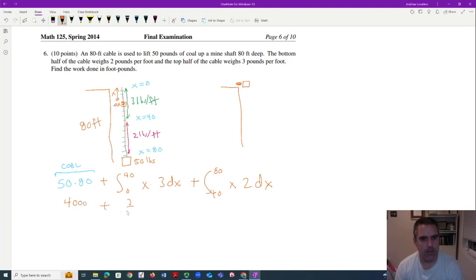And so this is going to be 4000 plus 3 halves x squared from 0 to 40 plus x squared from 40 to 80. And we would get whatever that is. 4,000 plus 3 halves of 1,600 plus 6,400 minus 1,600. So half of 1,600, that's 800, so it's 10,400 plus 800, 11,200. I'm sure I did that wrong.